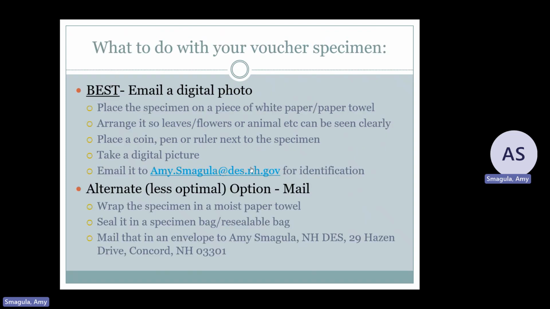And what to do with your voucher specimen. The best situation, which is the quickest, is to email me a digital photo of what you found. For that, I recommend taking the specimen and laying it out on a piece of white paper, paper towel, or napkin, and then putting something near it, like a coin, pen, or a ruler for scale, which is helpful. Just make sure you arrange all of the plant parts or animals so that they can be clearly seen next to the scaled item. Take a digital picture of that layout and then email it to me, and I should get back to you in minutes or hours, depending on what I'm doing and where I am.